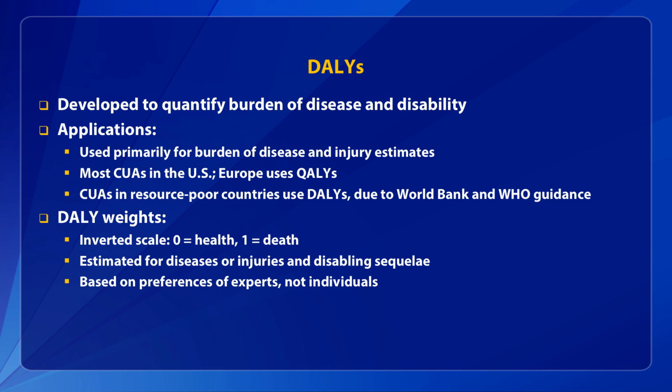Disability-adjusted life years are another outcome measure that can be used in cost-utility analysis. Disability-adjusted life years were developed in the international community primarily to measure disease and injury burden and to allow comparable estimates of these burden measures across countries. The disability-adjusted life year weights are slightly different from the quality-adjusted life year weights, with an inverted scale of 0 referring to perfect health or no disabilities, and 1 referring to death, or 100% disabled.